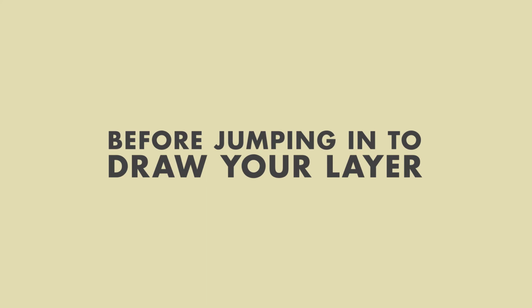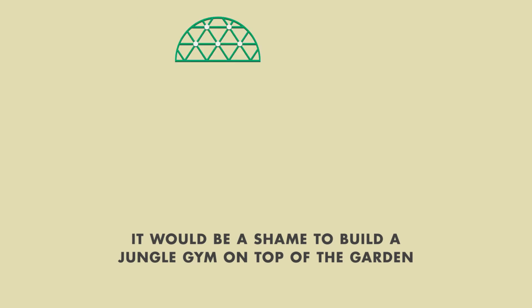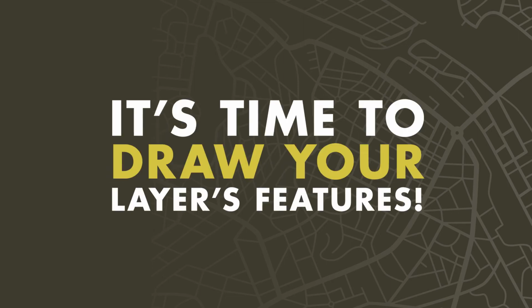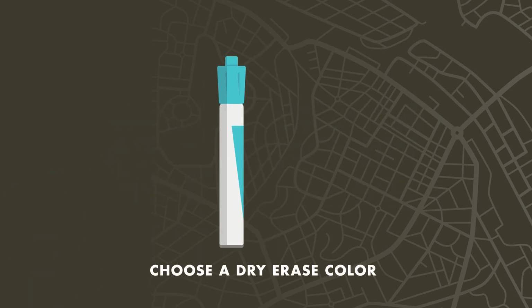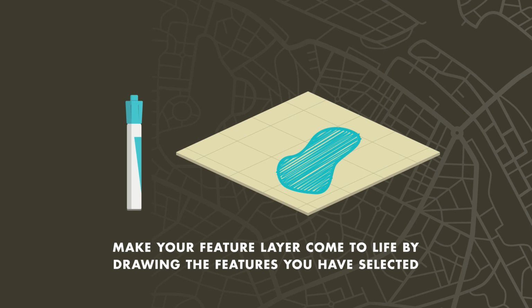Before jumping in to draw your layer, discuss and plan as a team where each layer's features will be located. It would be a shame to build a jungle gym on top of the garden. Step 3. Draw your layer. It's time to draw your layer's features. When everyone agrees that it is time to draw, choose a dry erase color and make your feature layer come to life by drawing the features you have selected.